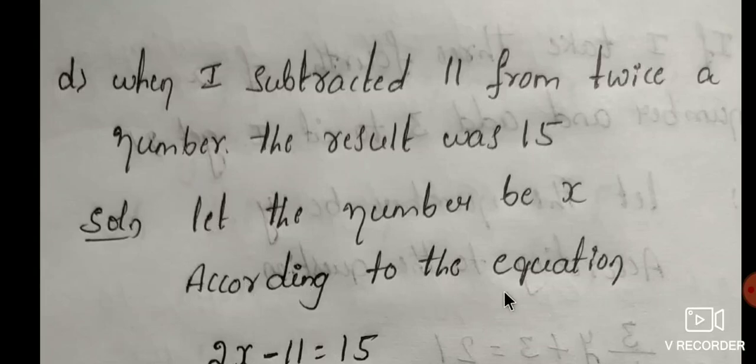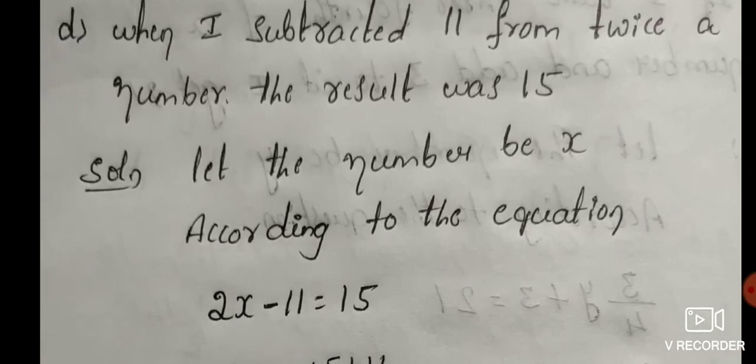According to the equation, twice a number means 2x. From this we should subtract 11. How much do we get? The result was 15. So next.